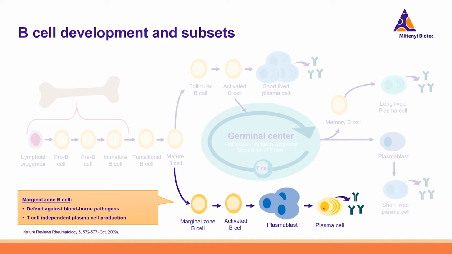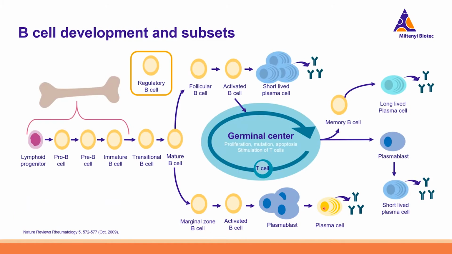And this is mainly a T cell independent plasma cell production. So you see there are many different ways and many different subsets of B cells. But of course, I shouldn't forget that we also have regulatory B cells, which is still in discussion, like what is the way of development for this. But so far it looks like probably any type of B cell can be differentiated into a regulatory B cell subset, depending on the stimuli that the B cell is getting.